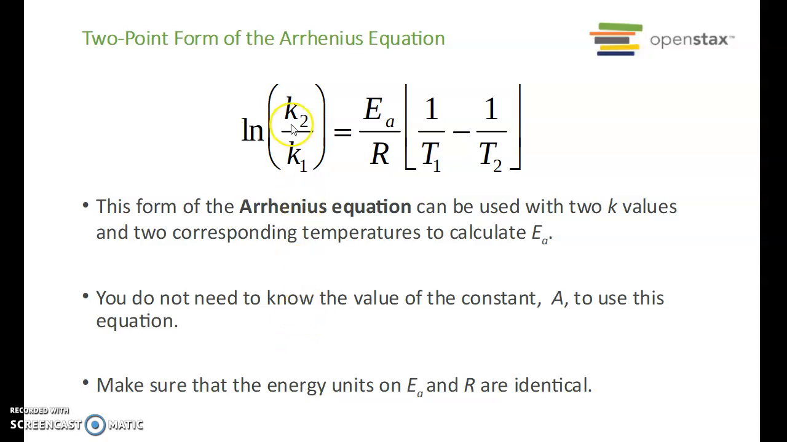If you have 2 points, if you know what the values are at two different temperatures, you can get the ratio of those two rate constants. This form of the Arrhenius equation can be used with 2 k values and 2 corresponding temperatures to calculate what that activation energy is. So you don't need to know the value of the constant A to use this equation. You have to make certain the energy units on EA and R are identical. Okay, these have to cancel out.